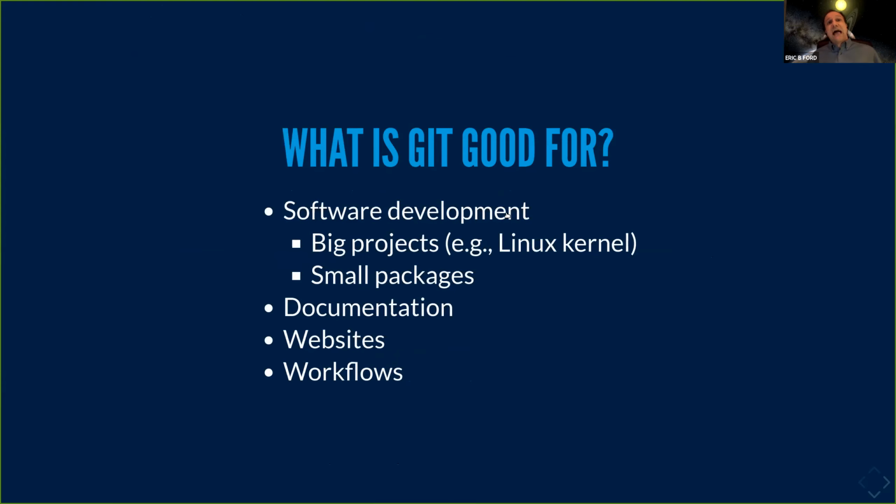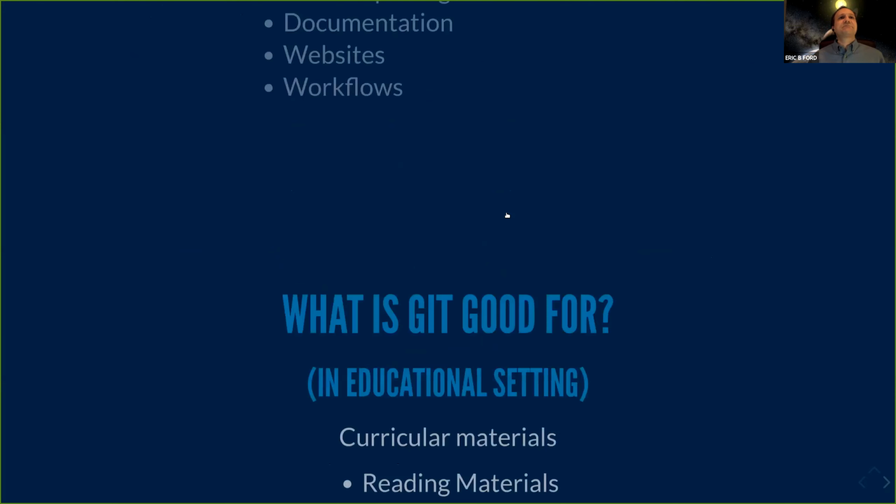It was originally designed for software development, big projects like the Linux kernel, but it's now widely used for many things like small software packages, but also documentation. Websites are now version controlled and developed using Git, and even workflows for, say, data analysis processes.